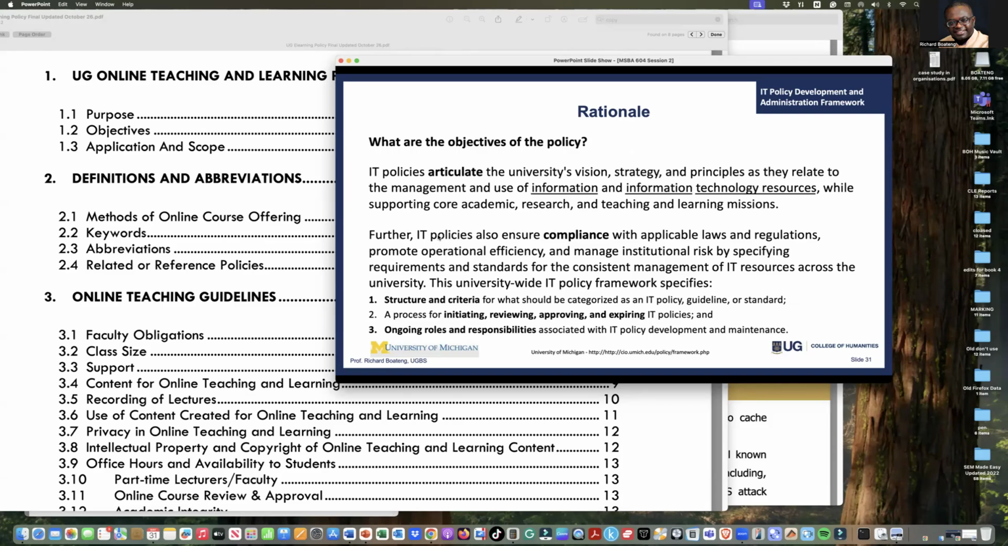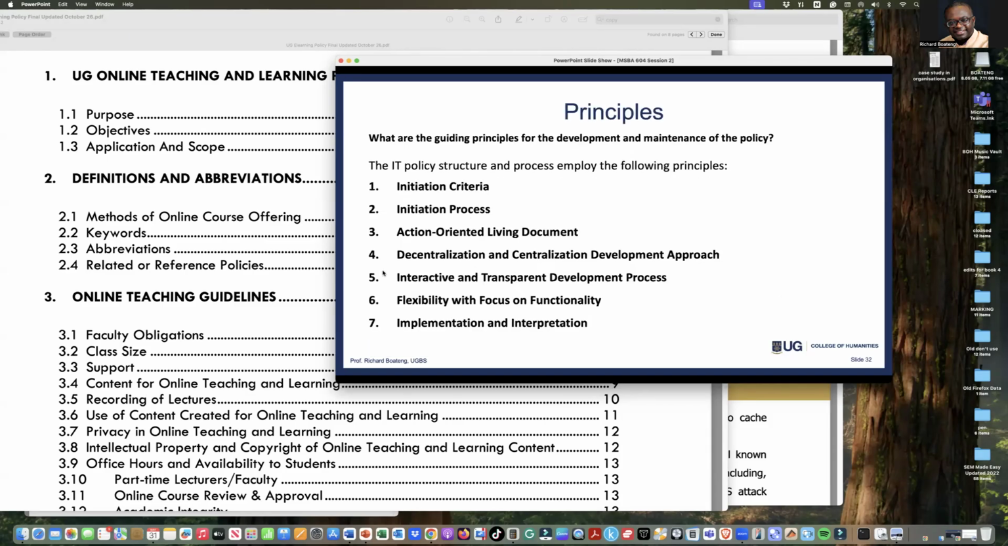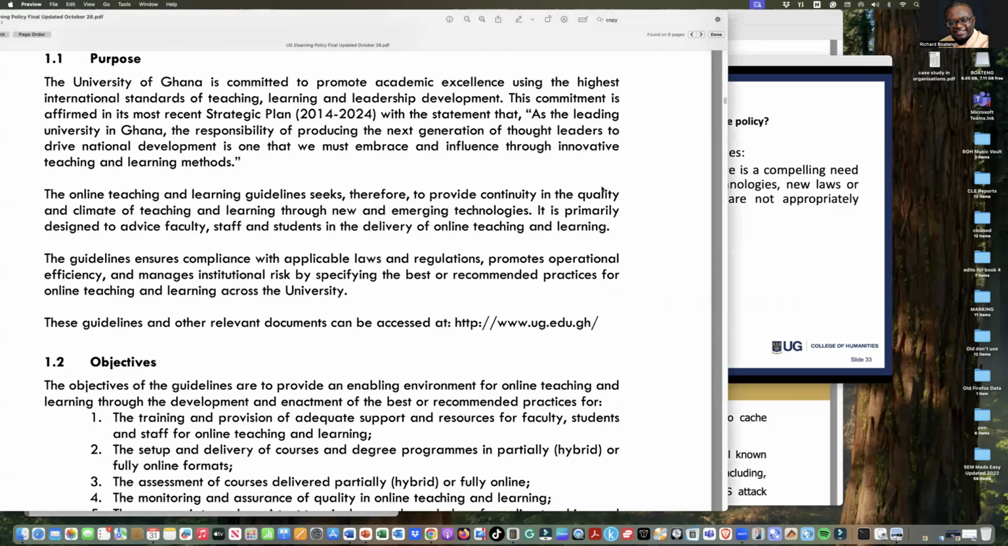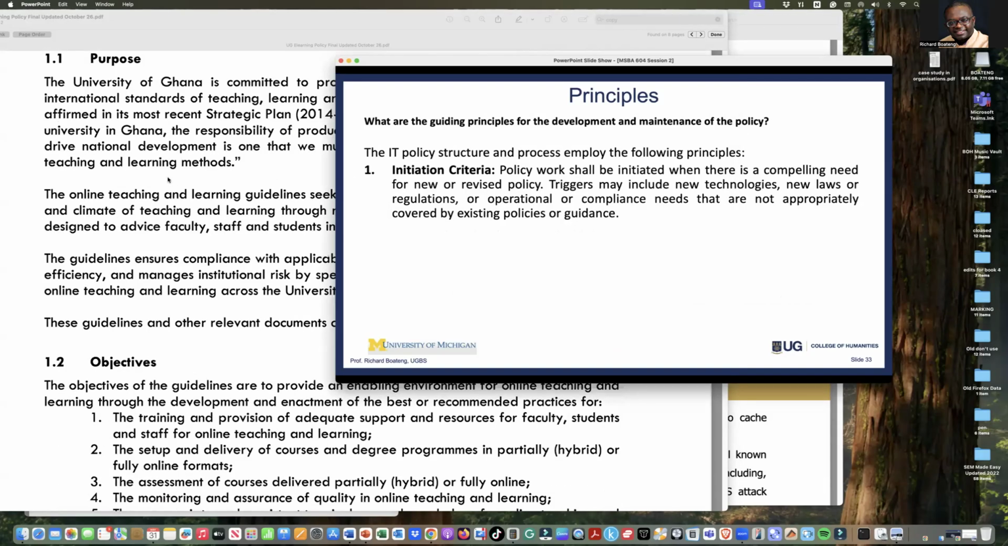And then from there, they go to the principles for developing the process. It should start with the initiation criteria. What is the compelling need to do that? As was stated in the purpose, the compelling need was there. Why do we want to do it? To ensure compliance. In the background work, in the cover letter we wrote, it's also there.